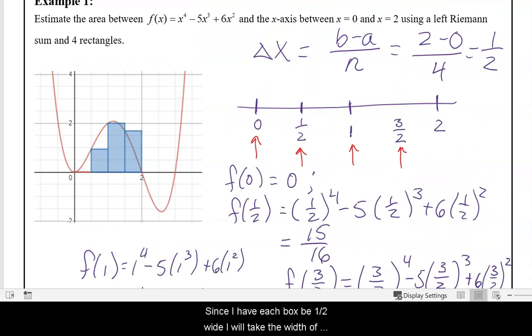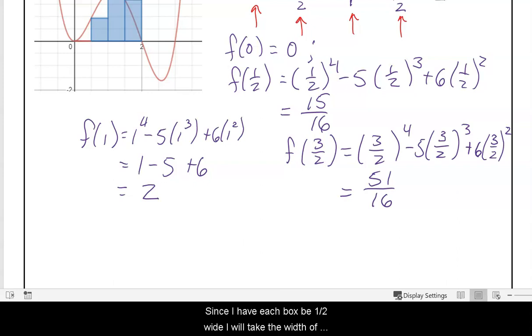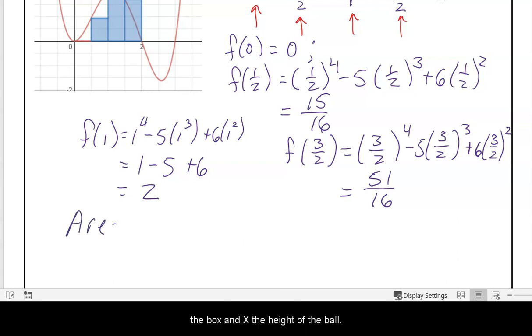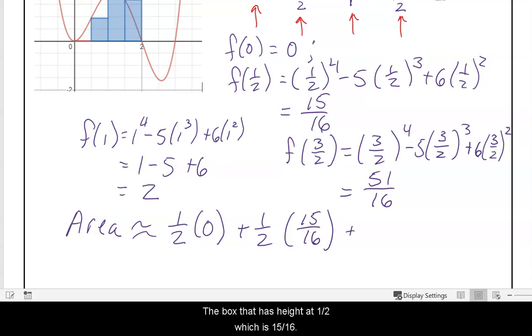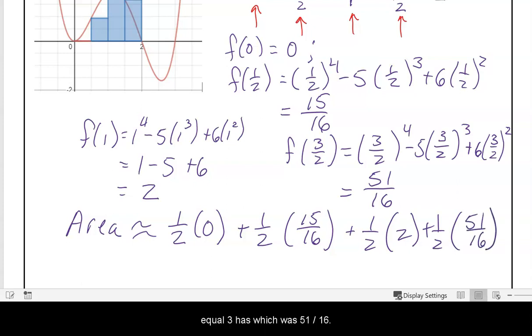Since I have each box being 1/2 wide, I will take the width of the box and multiply by the height of the box. So my area is about 1/2 times 0, the height of my degenerate box sitting flat on the x-axis, plus 1/2 times the box that has height at 1/2, which is 15/16, plus 1/2 times the box where the height at x equal 1 is 2, plus 1/2 times the height of the box when x equal 3/2, which was 51/16.